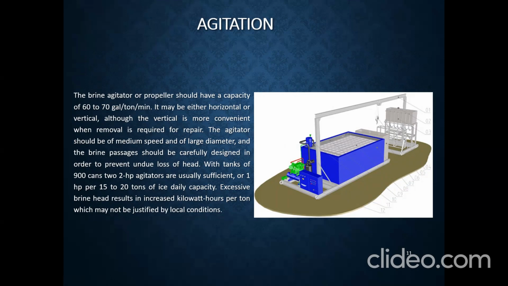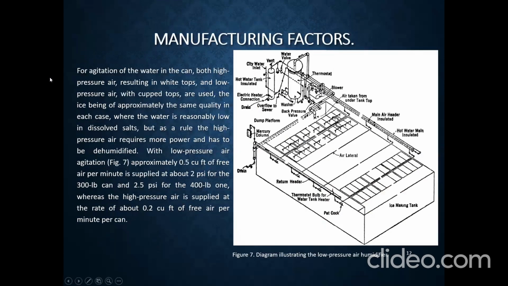With tanks of 900 cans, a 2 horsepower agitator is usually sufficient, or 1 horsepower per 15 to 20 tons of ice daily capacity. Excessive brine head results in increased kilowatt-hours per ton, which may not be justified by local conditions. Manufacturing factors. Okay, so those are the parts.